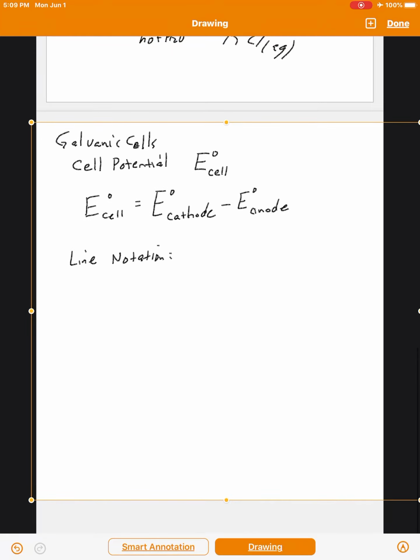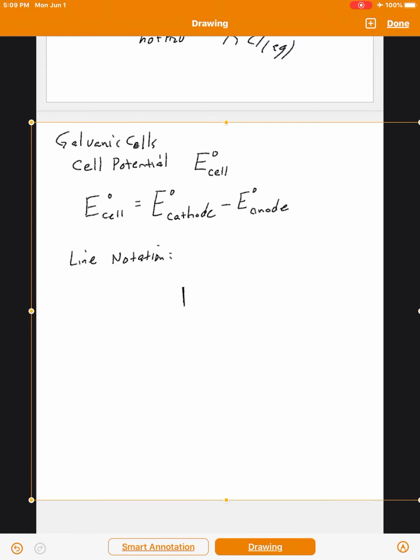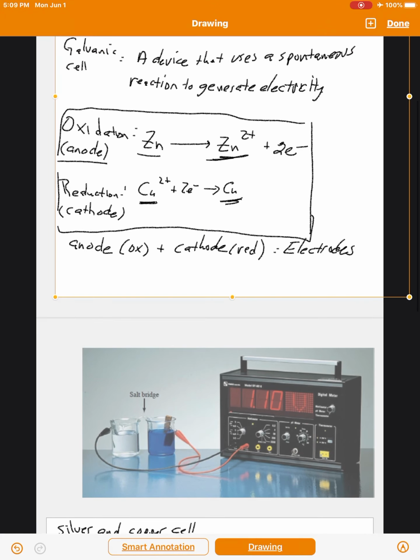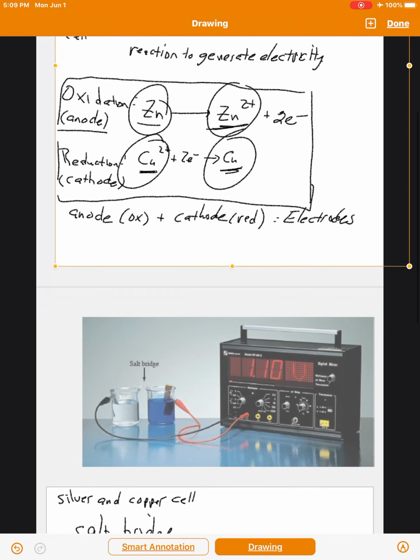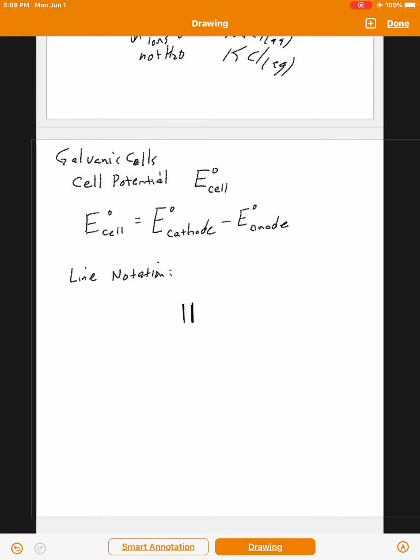Under line notation, what we do is we use the symbols of the elements that are involved in the reaction. So the two reactants are zinc and copper. So we're going to use those symbols in line notation to represent this galvanic cell. So here's how it works. You put the ionic form of the cathode metal next to these double lines, just to the right of it.